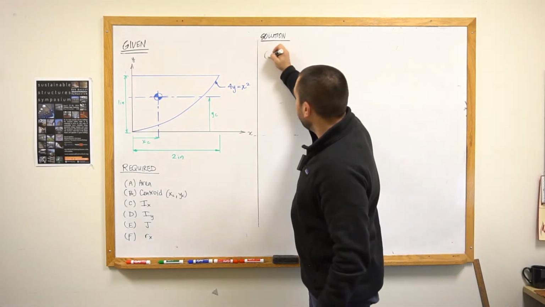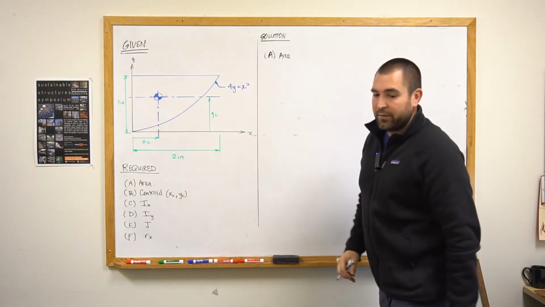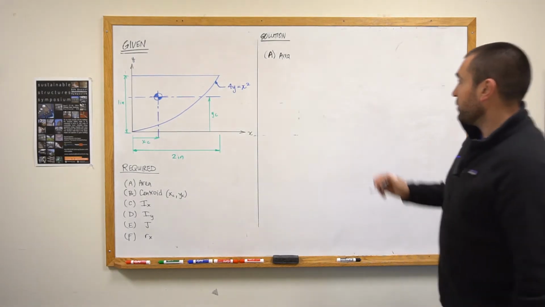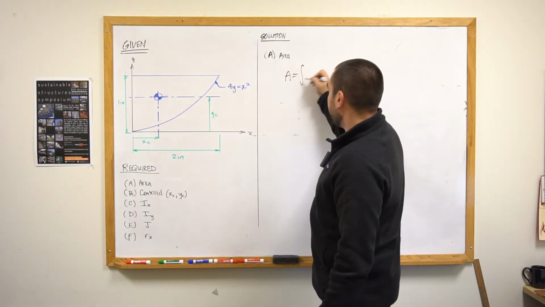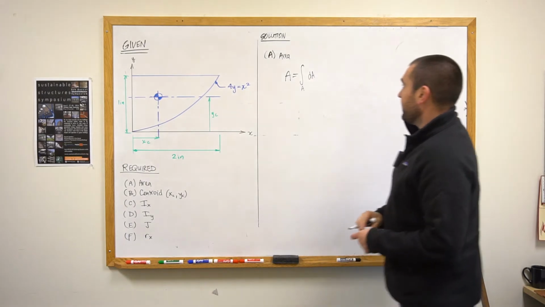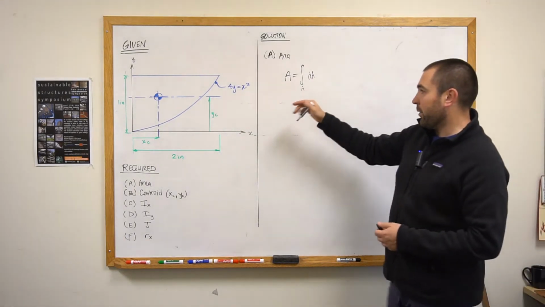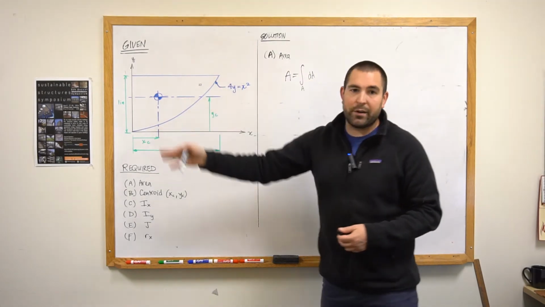Part A is asking for the area. We have a formula in the lecture notes and in your book as well, that the area is simply the integral over the entire area of dA. That's a very general formula.